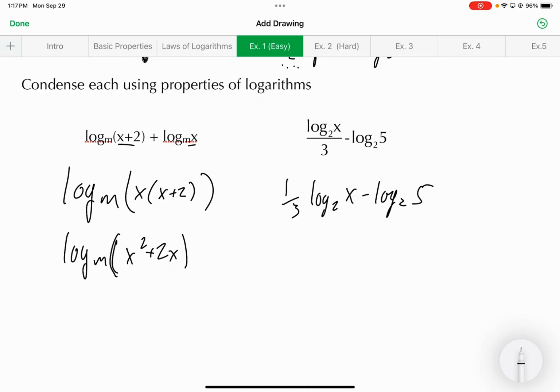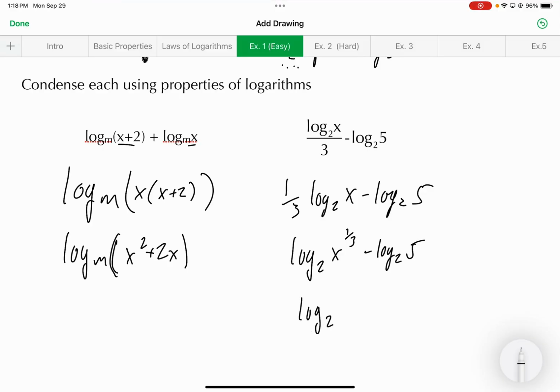Which one do I do first? There's a correct order in how to do this. And it's not the same every time, but in this case, which one should I do first? Power. Because that 1/3 is not in front of each one of our logs. Okay? So I should pull that up first before I divide them using quotient. So log base 2 of x to the 1/3 power minus log base 2 of 5. And now I am able to combine them using quotient property like Charlie said.